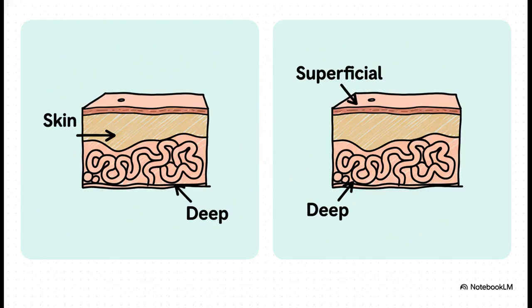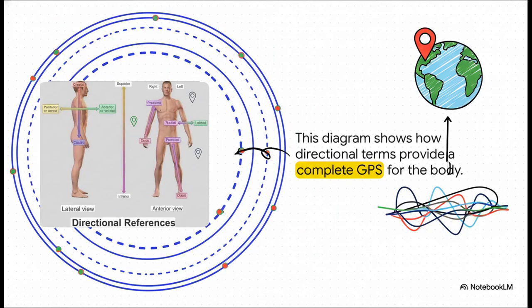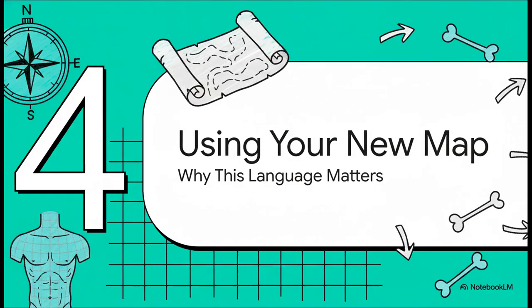And finally, let's talk depth. This one is super intuitive. Superficial means it's near the surface, like your skin. Deep means it's further inside the body, so your bones are deep to your muscles. So when you put all of these terms together, superior, inferior, anterior, posterior, the whole lot, you get a complete GPS for the human body. This system makes it possible for anyone, anywhere in the world, to describe the location of any part of the body with absolute precision. So we've built our map, we've drawn our grid, and we've got our compass.